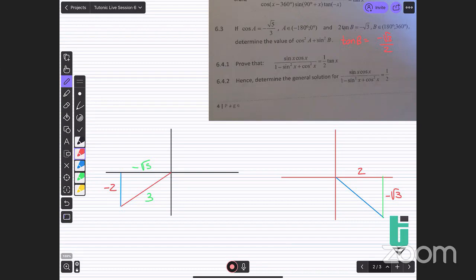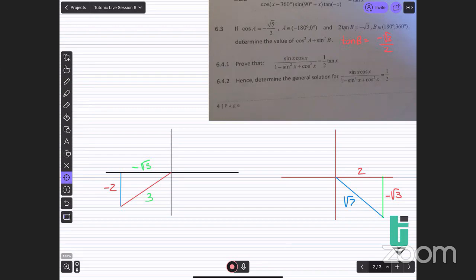What do you guys get? I got √7. √7, right? Because 2 squared is 4, √3 squared is 3, so 4 plus 3 is 7, so it's √7. So, okay, we've constructed our triangles, right?